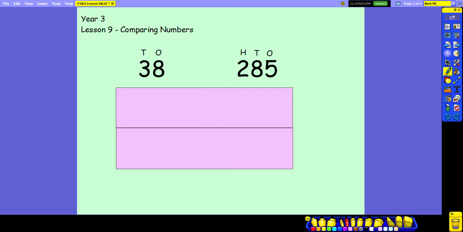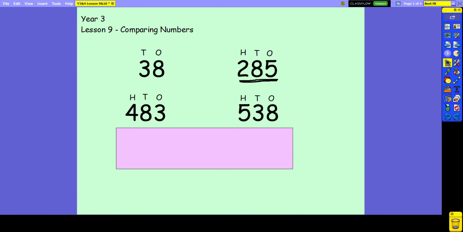In the second number, the digit furthest to the left is the 2, that's in our hundreds column. So we know that the second number has 2 in the hundreds, but the first number doesn't have any digits in the hundreds column. So we know that the number on the right, 285, is the larger number because it's got 2 in the hundreds compared to nothing in the hundreds in the first number. So I'm just going to underline that for now to remind us that it's the larger number.